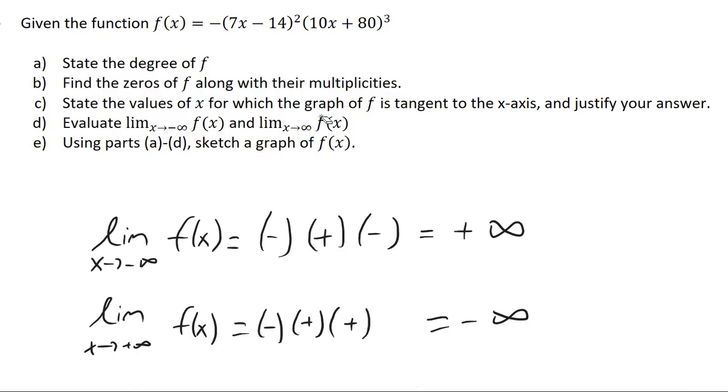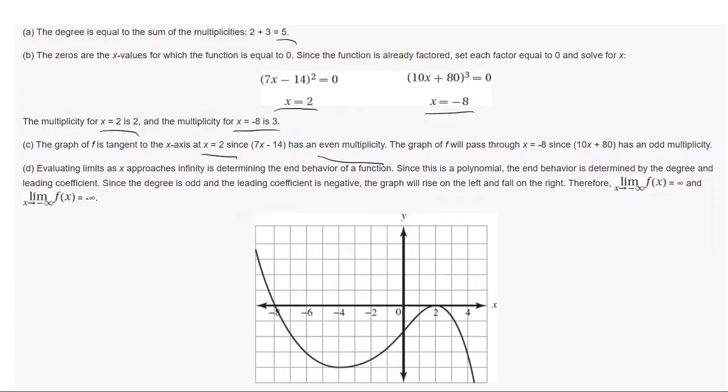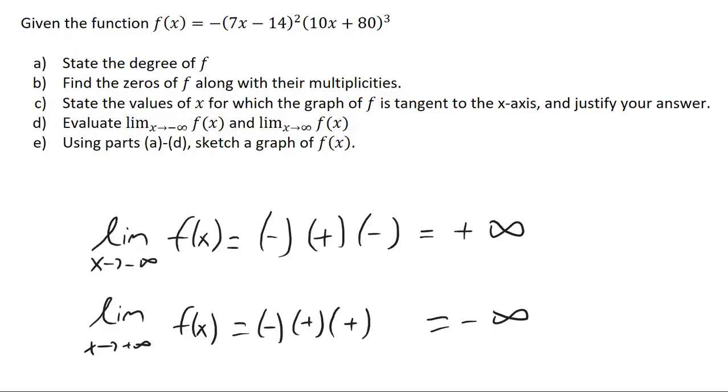Okay, let's see what the answer key said. Maybe they actually did something else. Let's see. Determine the end behavior, as I said, of a polynomial by the degree and the leading coefficient. You could do that as well. Okay, so let me explain what's going on here as well.